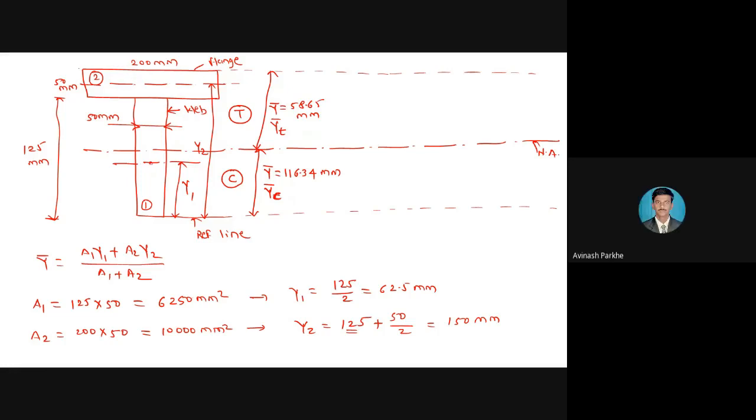Please check. What is the total length of this particular T section? 125 plus 50, from the top portion to the bottom portion. What is the total height of the T section? 125 plus 50. This is 175. From this 175, if I subtract 116.34, I will get the other Y bar which is present above the neutral axis.